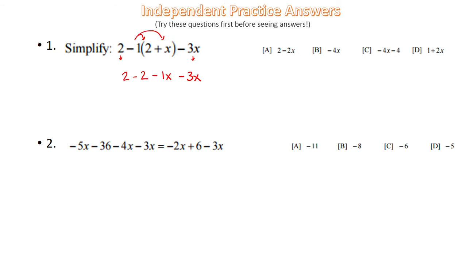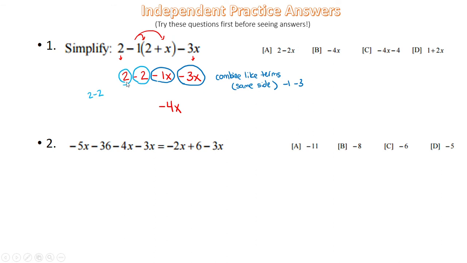All right, now I have like terms, so I need to combine my like terms by adding them together because they're considered to be on the same side. So negative 1 plus negative 3 is the same thing as negative 1 minus 3, which becomes negative 4x. And when I combine my 2 whole numbers together, it's 2 minus 2, which cancels each other out, so I don't have to write anything. So my final answer for number 1 is B. Number 2, I have a ton of x's, so I need to do the ones on the left-hand side first.